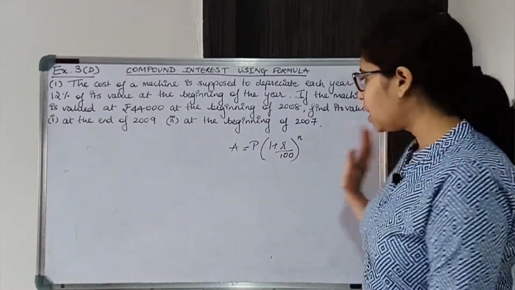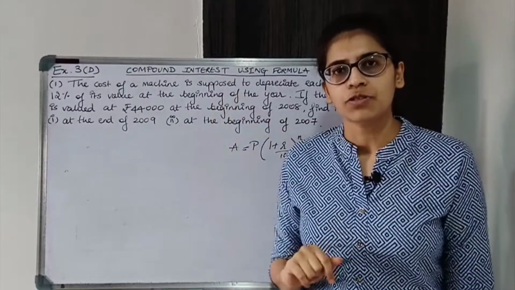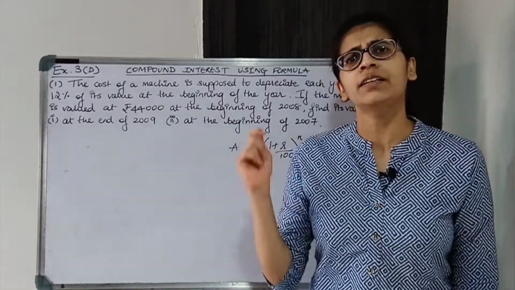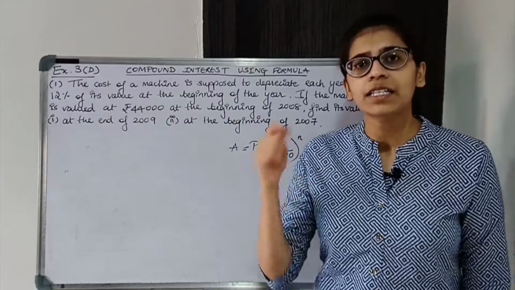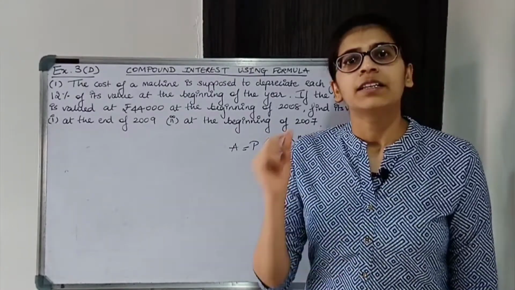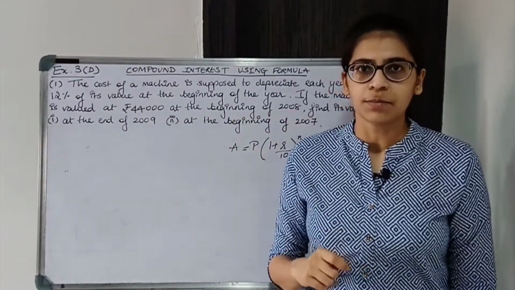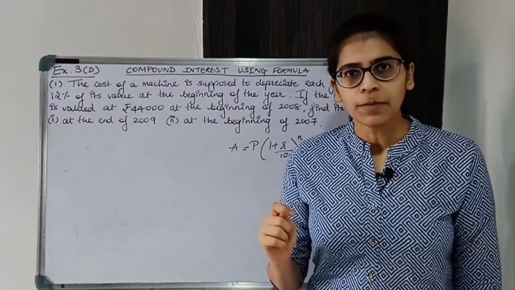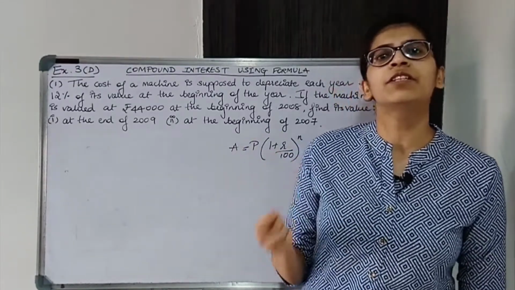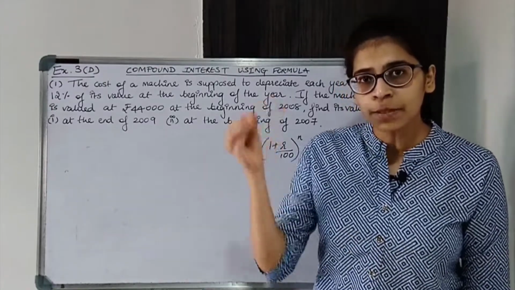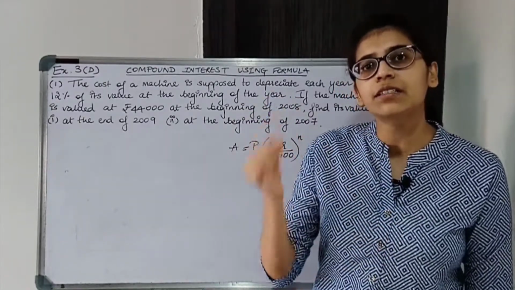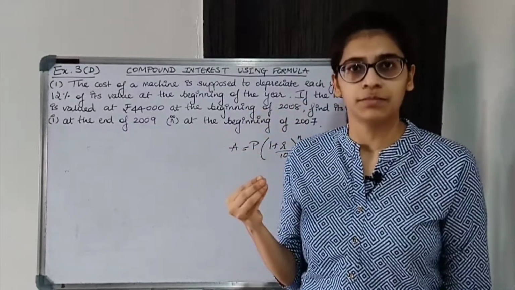Now, why use this formula in such questions? We know that in compound interest, the principal increases by certain percent each year. That is, the interest is added to the principal and that becomes amount. So amount of first year becomes the principal for the second year. Amount of second year becomes the principal for the third year. So the principal is increasing by certain percent each year.